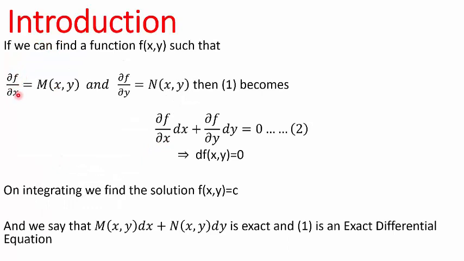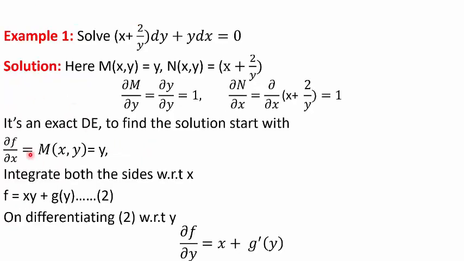Start with the assumption del f by del x is equal to M. For us, M was y. So we have del f by del x is equal to y. To find the solution f, if we integrate both sides with respect to x, we will get f. For us, f will be xy plus g(y). Now why do we take this function of y? Because we are not sure whether there are some terms of y also in our solution f. So, we take f is equal to xy plus g(y).